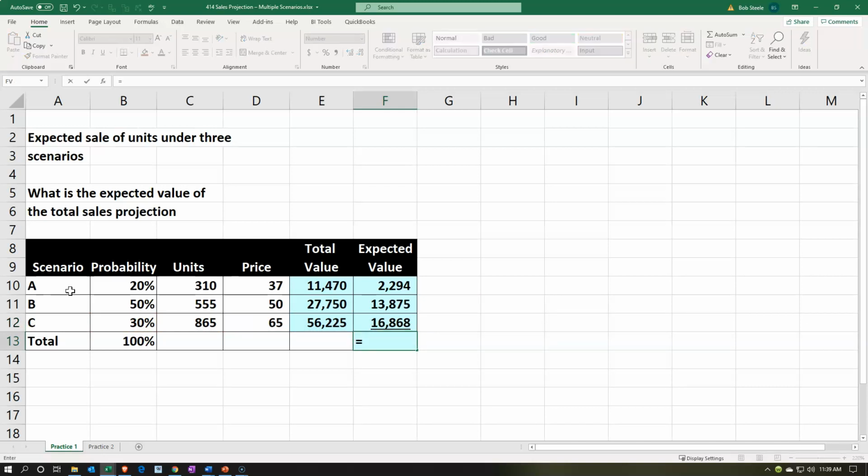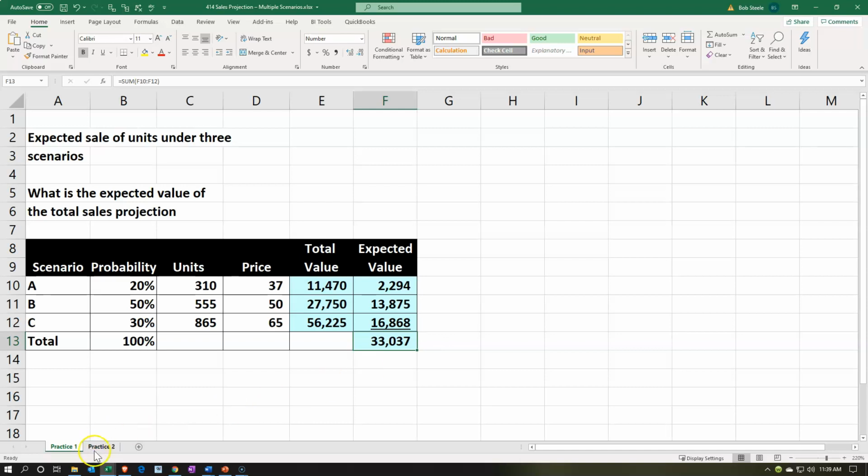Add these up, equals the sum of these three numbers, and that'll give us our 33,337 for our total projected sales amount. So this is one way, again, to kind of figure out three different scenarios and see how we can move forward by basically using probability to do so.